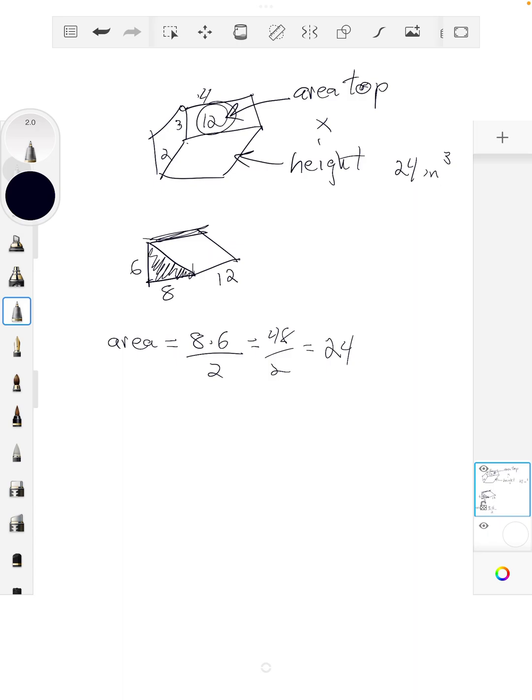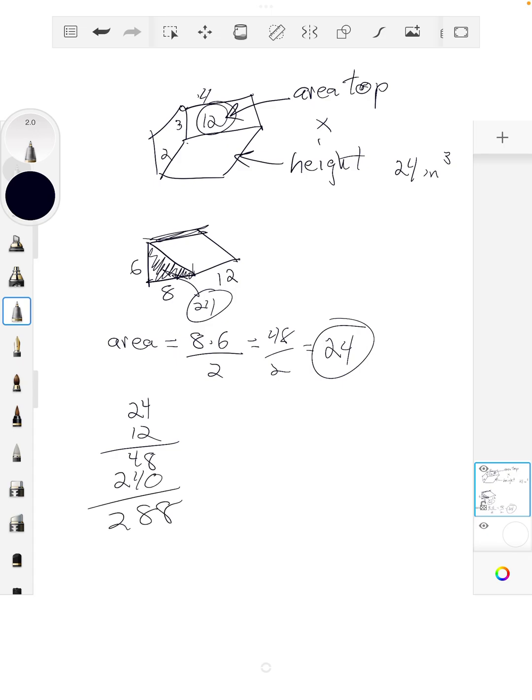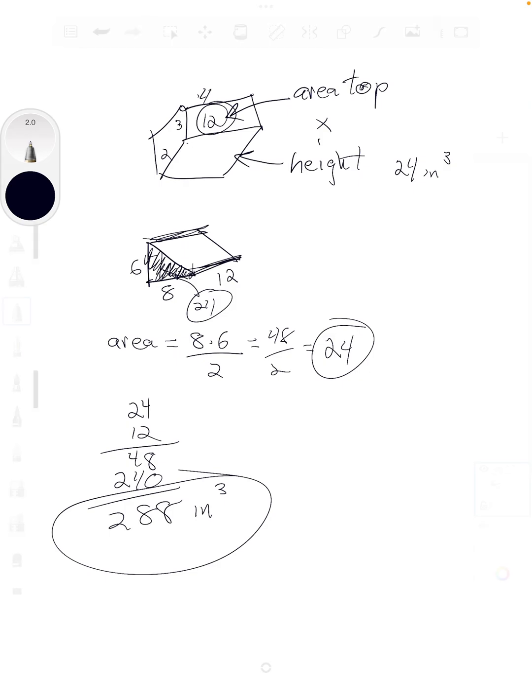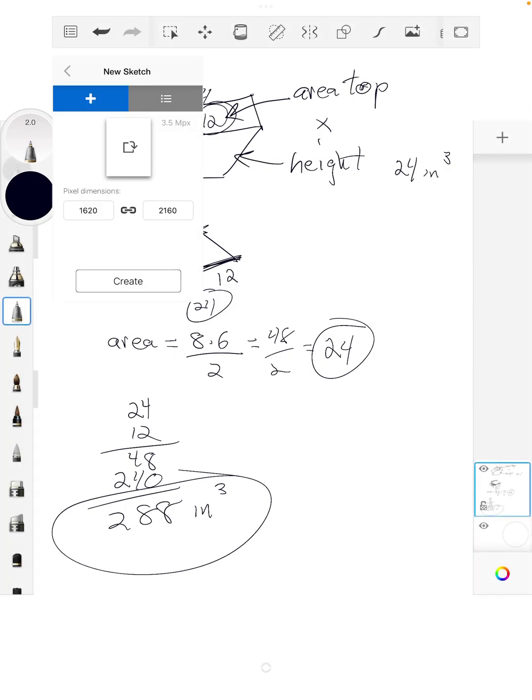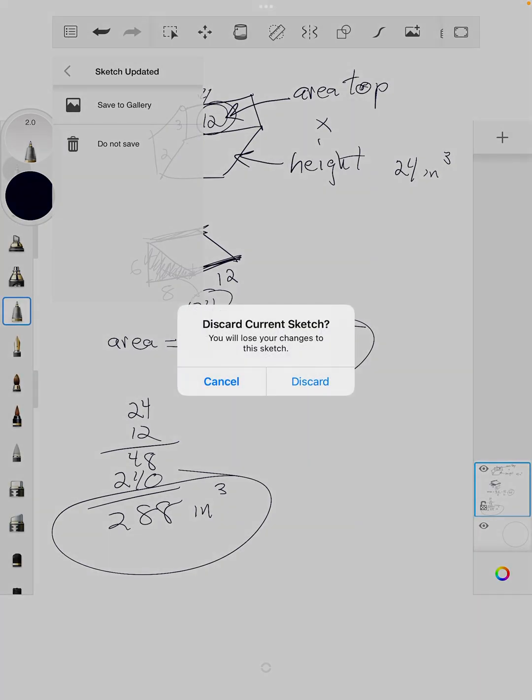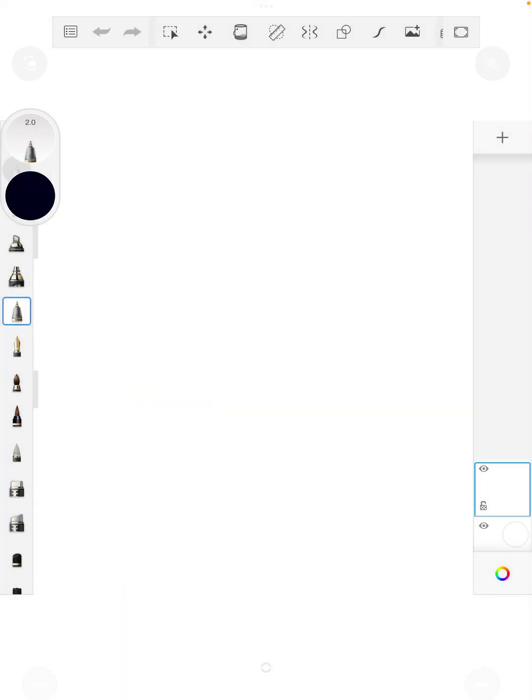So the area inside here is 24 times the height. Well, what's 24 times 12? 2 times 24 is 48, plus 240 is going to give me 288. And if it's inches, it's cubic inches. So it's the area of the top times the height. You have to know how to find the area of a triangle to be able to do this one, obviously. And let's look at one more that you'll have to do some practice on.